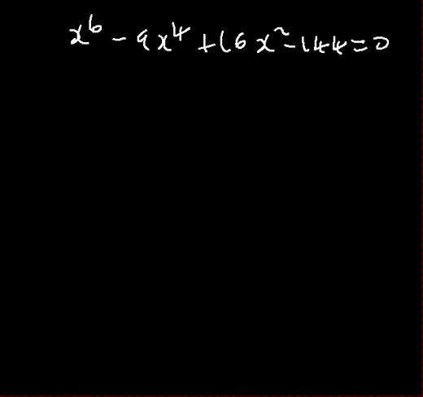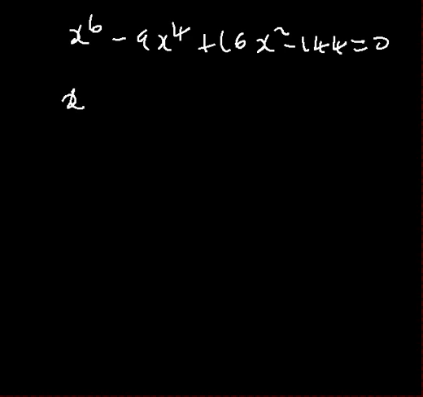And what if, let's say, we have a case like this? That is, x to the power 6 minus 9x to the power 4 plus 16x squared minus 144 is equal to 0. The principle remains the same, in the sense that we have to factorize this using the grouping technique.